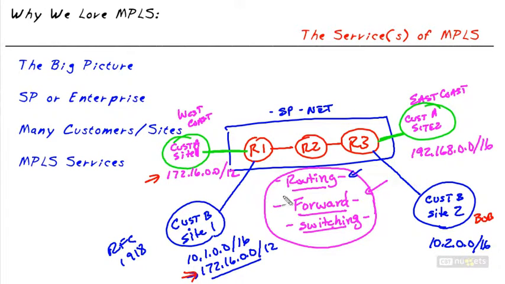So somehow we need to keep that routing information private for each of our customers, so that the results will be customer A will only share routes with other customer A sites, or at least the ones they want to share with, and customer B will only share with other customer B sites. And that brings me to the focal point of this video. Why do we love MPLS, multi-protocol label switching? Why do we use it? Why do we love it?